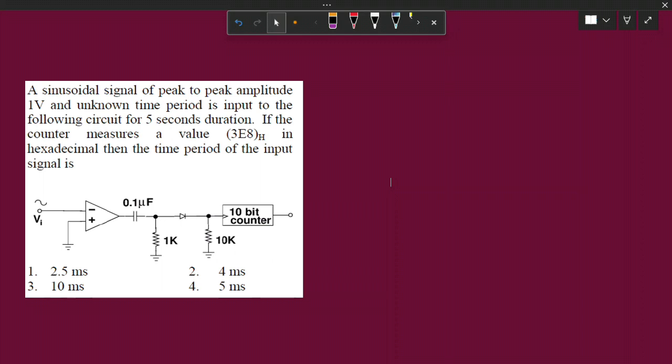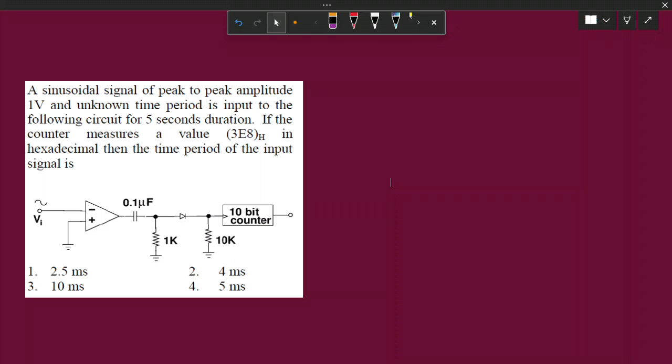So here a 10-bit counter is given, an operational amplifier is given, after that an RC circuit, one diode and the 10-bit counter. The counter output is given. So in this problem, we have to focus on the counter output.